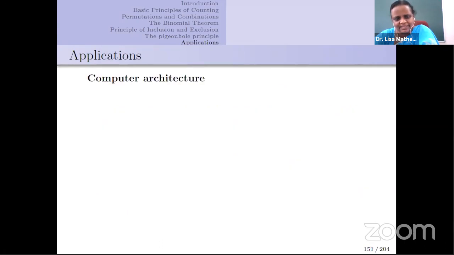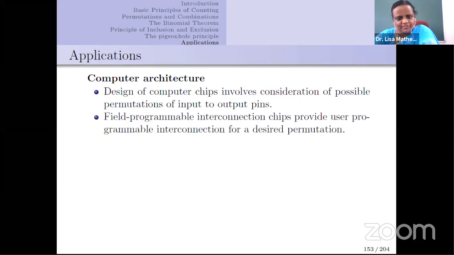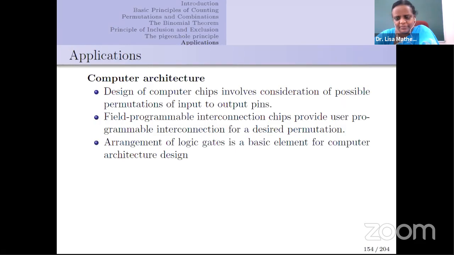Now, the next area that we want to talk about is computer architecture. Design of computer chips involves consideration of possible permutation of input to output pins. Field programmable interconnection chips provide use of programmable interconnection for a desired permutation. Arrangement of logic gates is a basic element for computer architecture design.